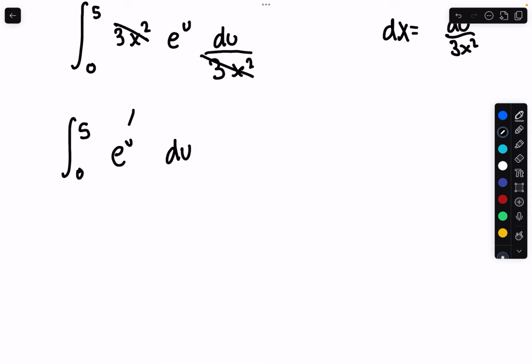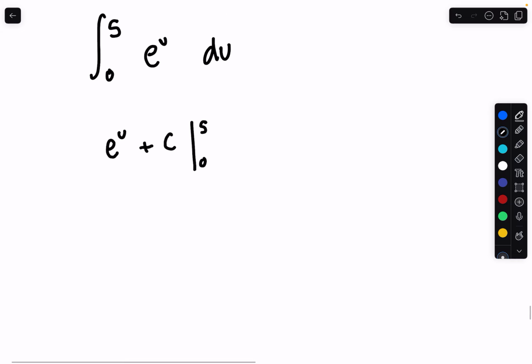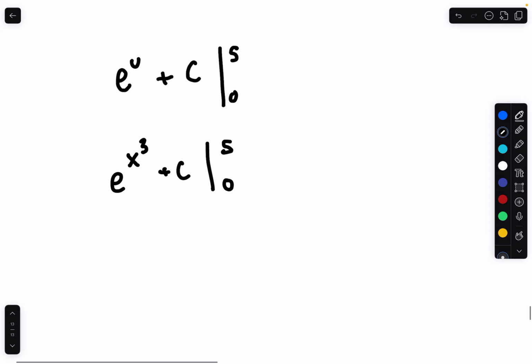First though, the integral of e to the u is very simple. It's just e to the u. So we're left with e to the u plus c from 0 to 5. But before we can use this 0 to 5, we need to substitute back in x. We said that u is x to the 3. So it's e to the x cubed plus c from 0 to 5. Because this is a definite integral now, the plus c isn't going to do anything for us, so we can get rid of it.